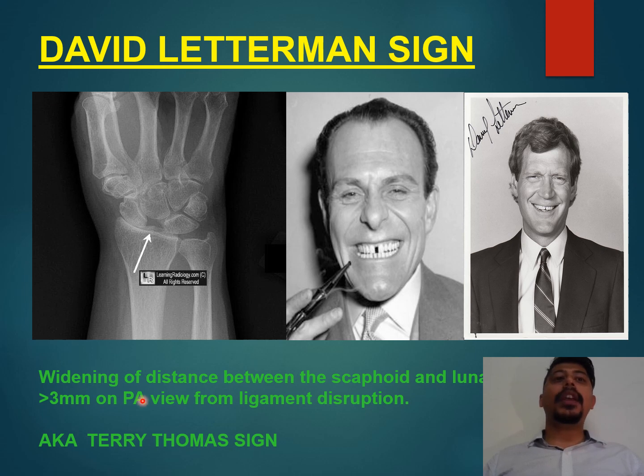Then David Letterman sign, also known as Terry Thomas sign. So as their central incisors have the gap in between, same like that, there is a widening of the distance between scaphoid and lunate more than 3 mm on PA view because of the ligament disruption. So this is the scapholunate dissociation or disruption, which gives the appearance of David Letterman sign or Terry Thomas sign.